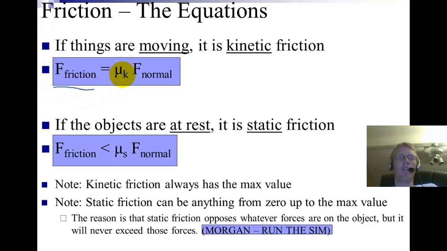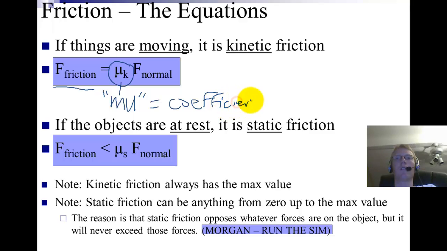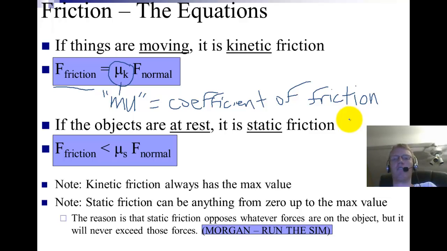Force of friction, and the first variable here, mu sub k, this is the Greek letter mu, and it's a constant, and it's called the coefficient of friction. So it's a variable in the sense that it's different for each material, but it's constant in the sense that for a given pair of materials, the value of mu will be constant.